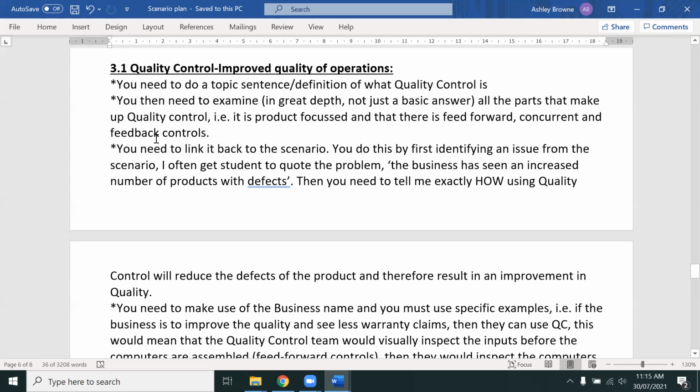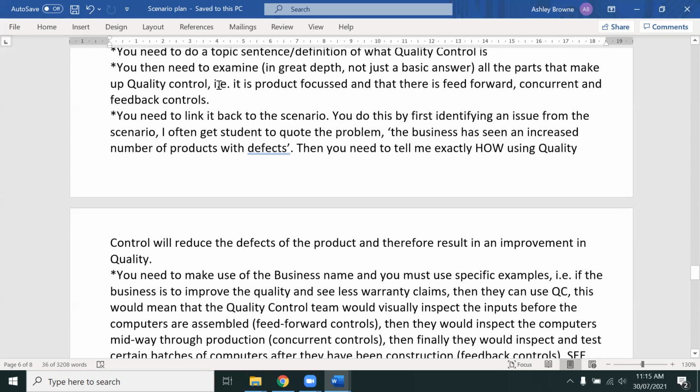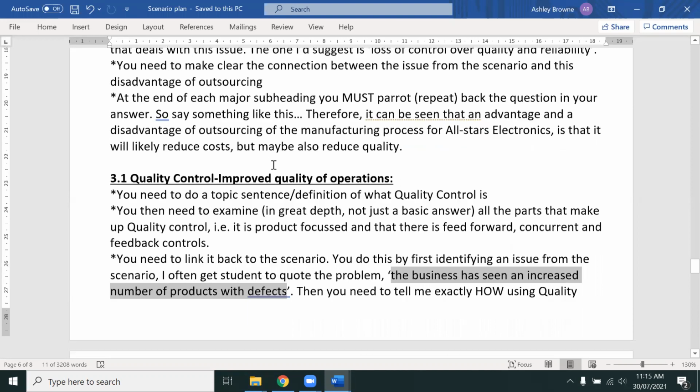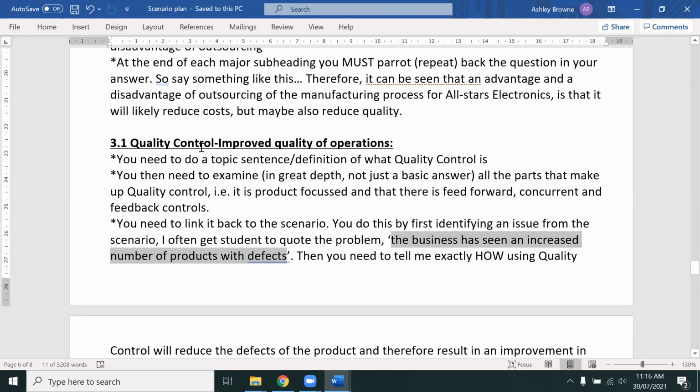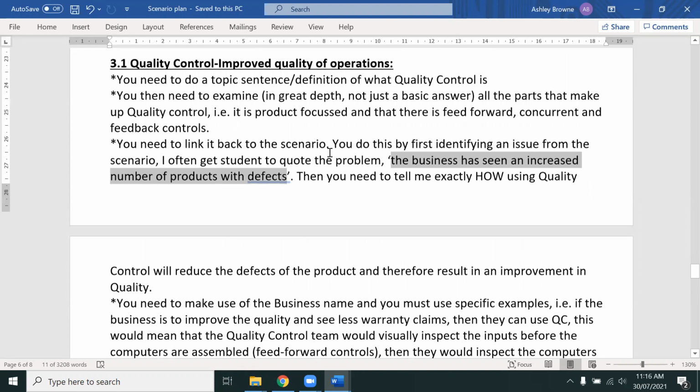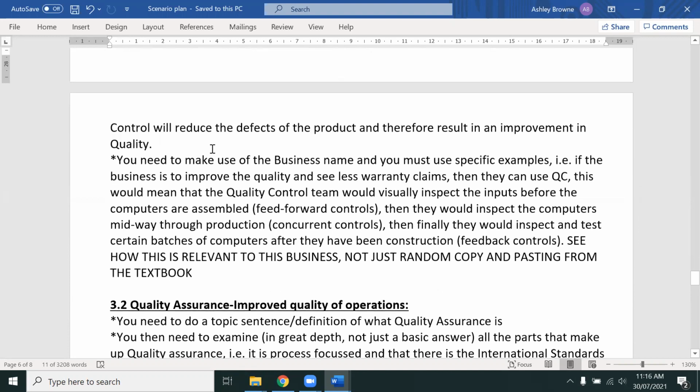Now, once again, not only do you need to have specific examples, it needs to be linked to the scenario. So where's the issue? Where's the problem? I've highlighted it with a color, but this is the thing. Put a quote in: the business has seen an increasing number of products with defects. So it's obviously an issue that quality control can help address. You're going to explain how they can help address this and improve the quality of operations. As I said here, you need to use the business name, use specific examples.